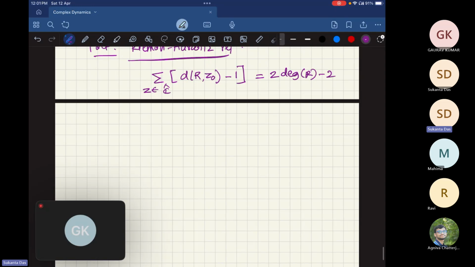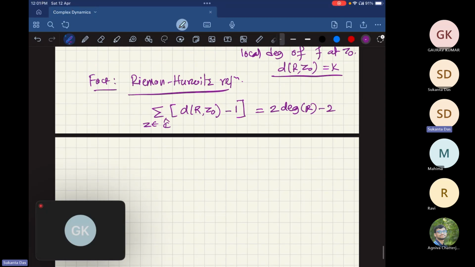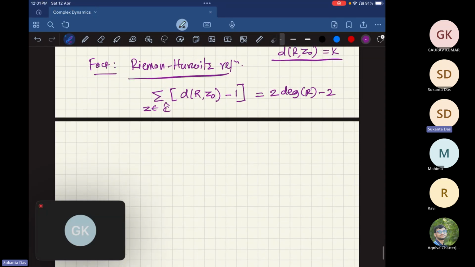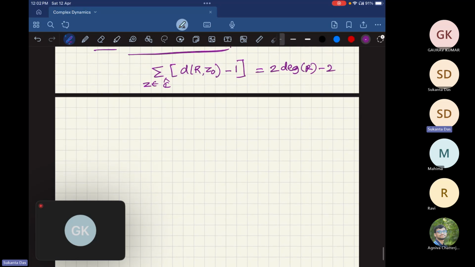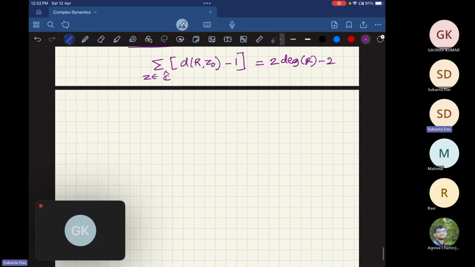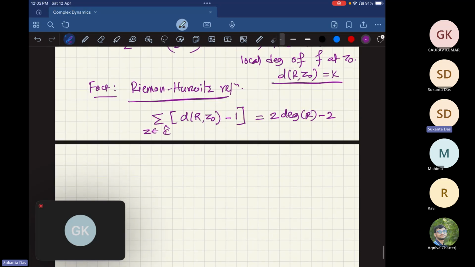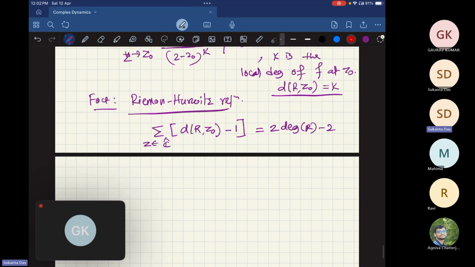Now, under this expression, most of the terms will be 0, since I am talking about a rational function, which has finitely many critical points. So this expression will be 0 because most of the points are non-critical, as there are finitely many critical points. Okay, I am going to use this. Just note this.